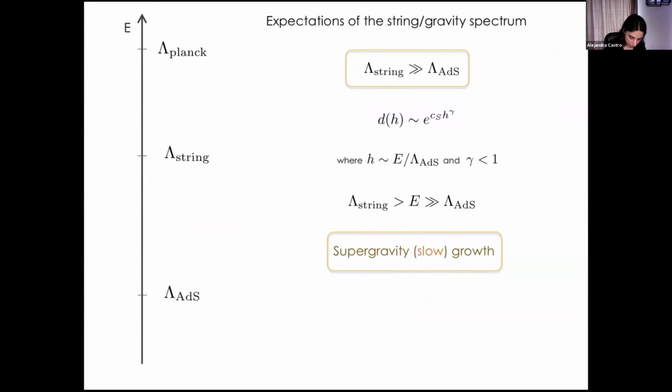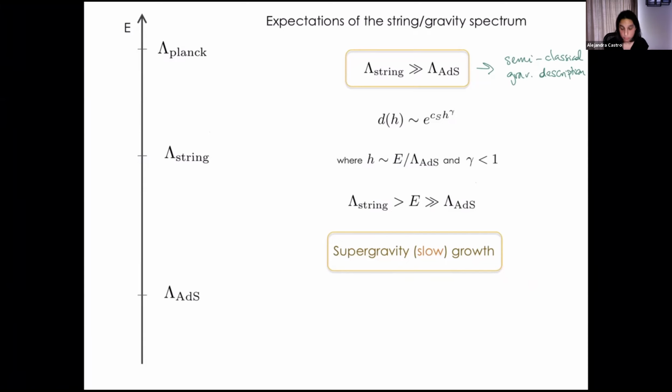And this condition here is where, at the beginning of this seminar, I was talking about the semi-classical gravitational description. This is where I have a big difference between the string scale and the AdS scale. I can talk about this low energy effective description in terms of some supergravity-like theory, where I have this hierarchy between these two parameters.